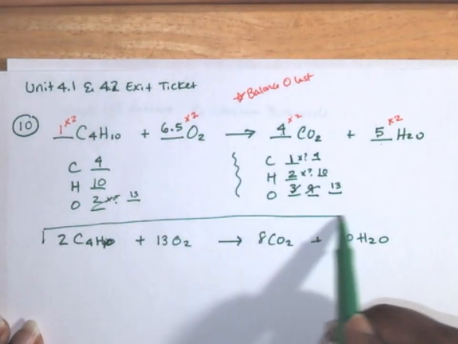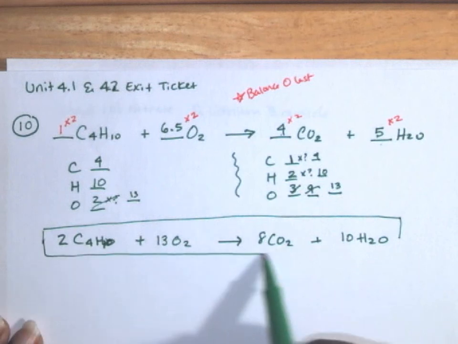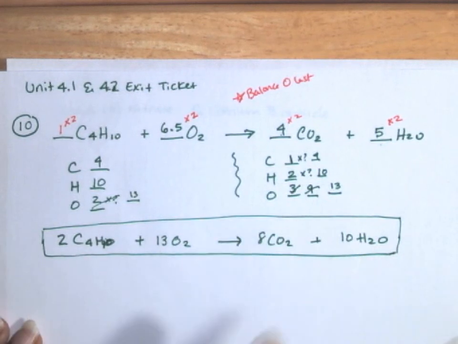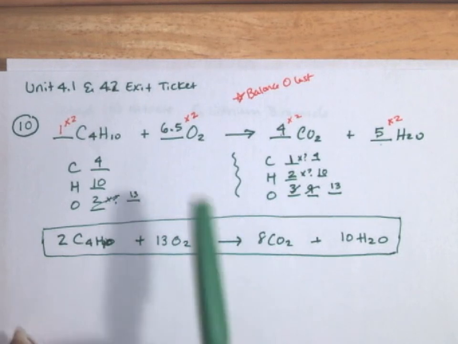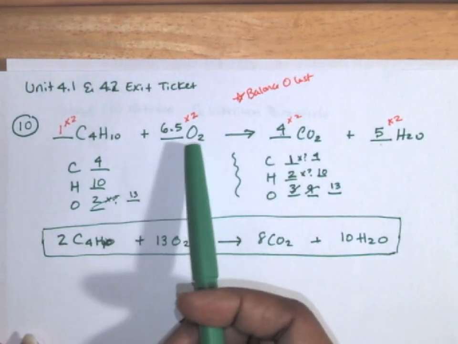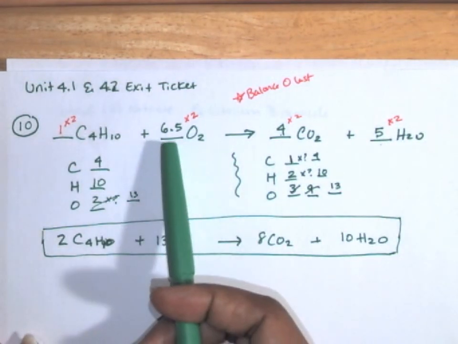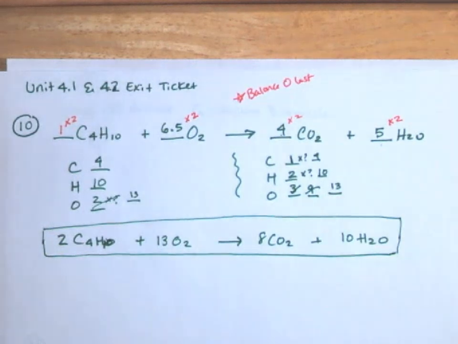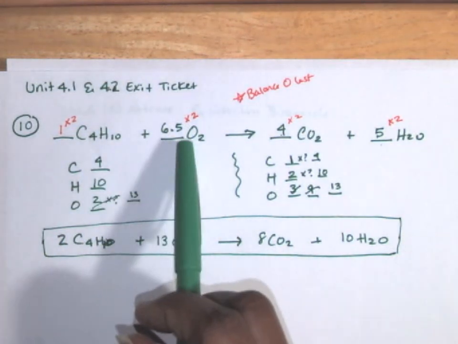Now the problem that you have in your exit ticket, it's not the same exact one, it's similar. And the other thing I will say about balancing combustion reactions like this, you don't always need to multiply it by 2. In some cases, when you balance the oxygens out, you don't have a decimal number here, in which case you won't multiply it by 2. So you only multiply by 2 if you have a decimal.